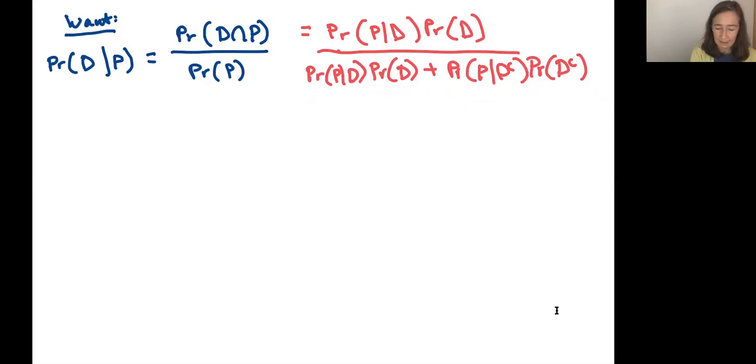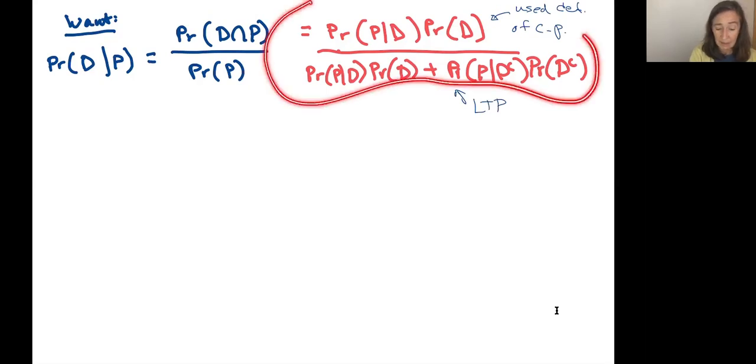So let's just keep going with admiring this. What we did in the numerator was we used the definition of conditional probability. And what we did here in the denominator is we used the law of total probability. But the main thing is what we got here, this is Bayes' law.